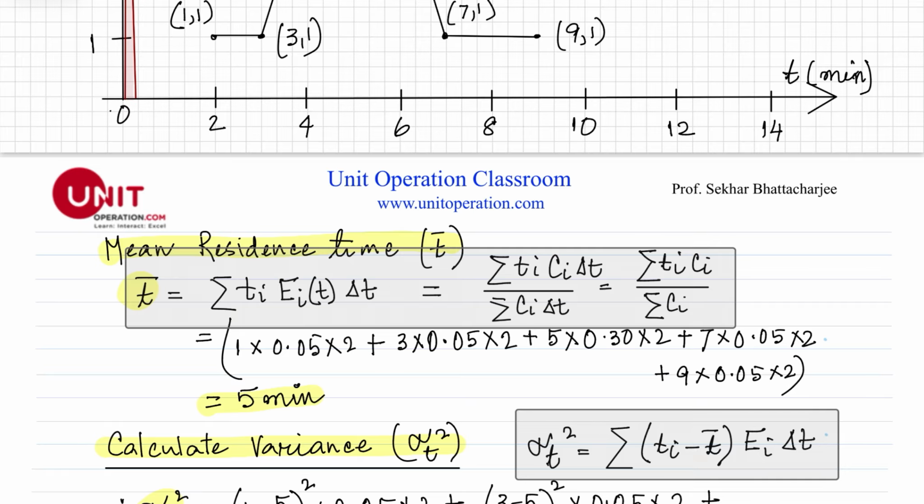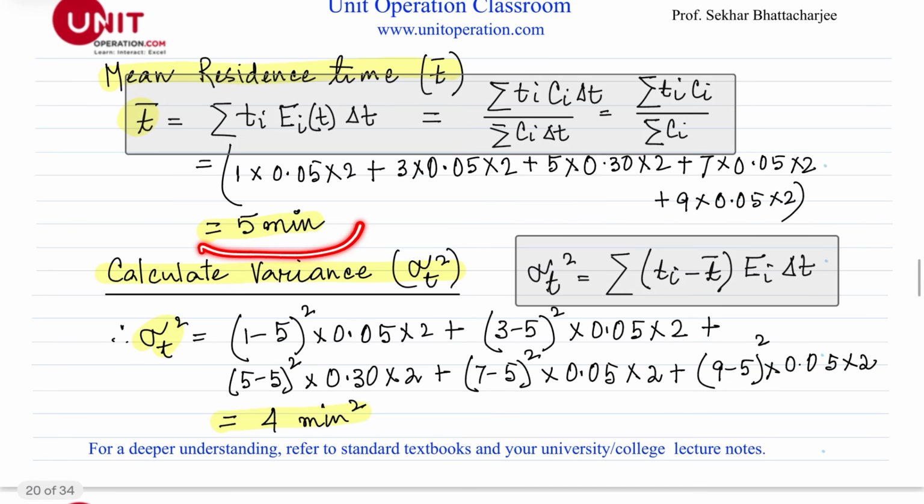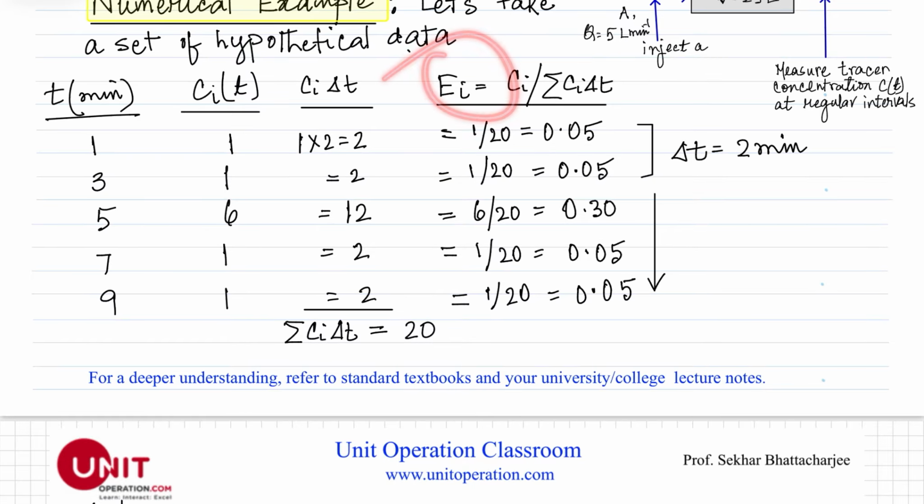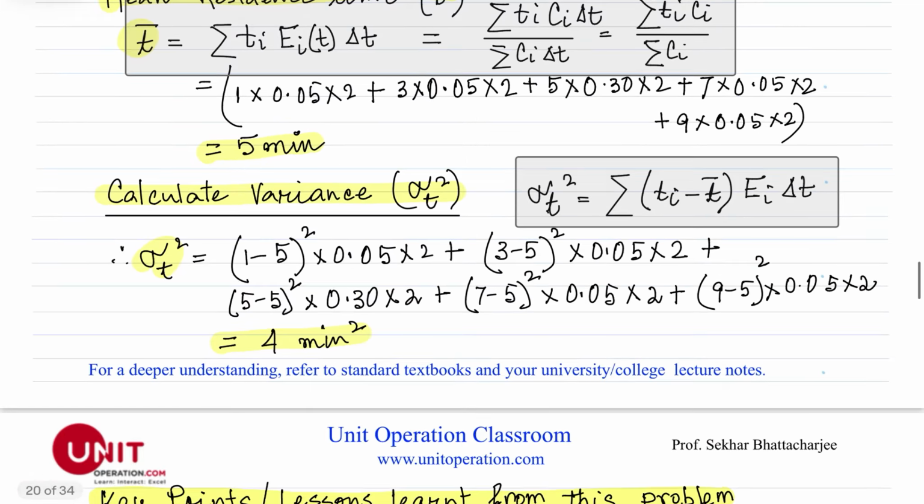So this way we do the calculation. As you can see, this becomes equal to 5 minutes, which is the value of T bar for our problem. It has been constructed in such a way that it mimics our problem. And you calculate the variance according to this equation right here. For each Ti, we have already calculated ΔT. We know the value of Ei from this table here, and we know the value of ΔT is equal to 2. So we do this calculation, and we get 4 minutes squared, which is the value.